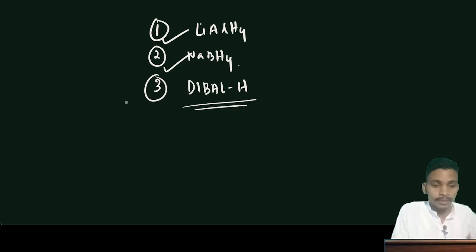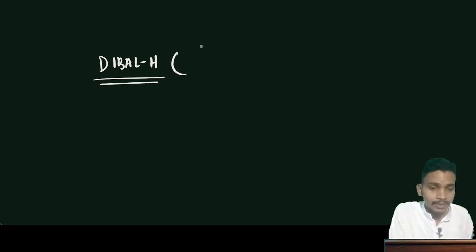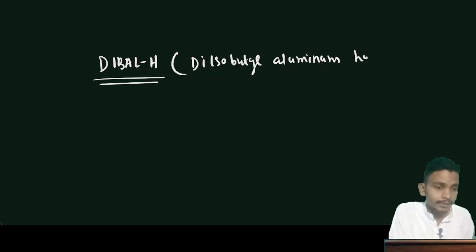So let's first discuss the full form of DIBAL-H. Here we are seeing DIBAL-H. So this DIBAL-H is actually diisobutyl aluminum hydride. DIBAL-H is also called diisobutyl aluminum hydride.